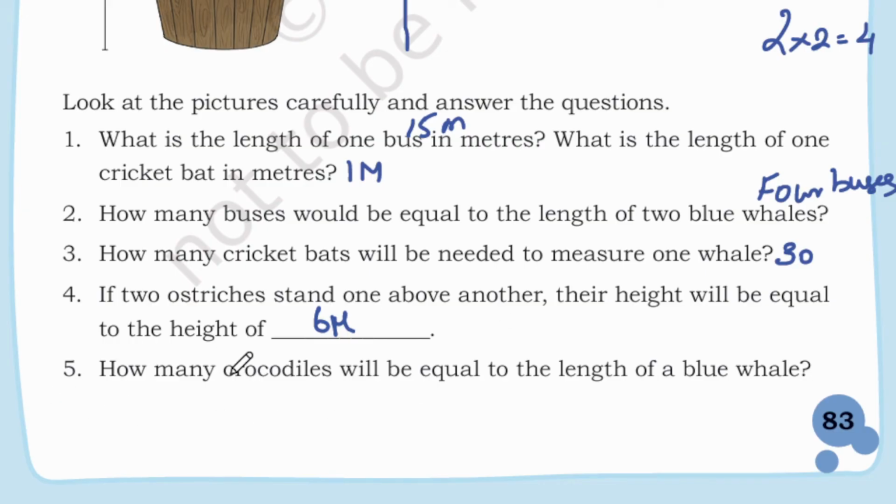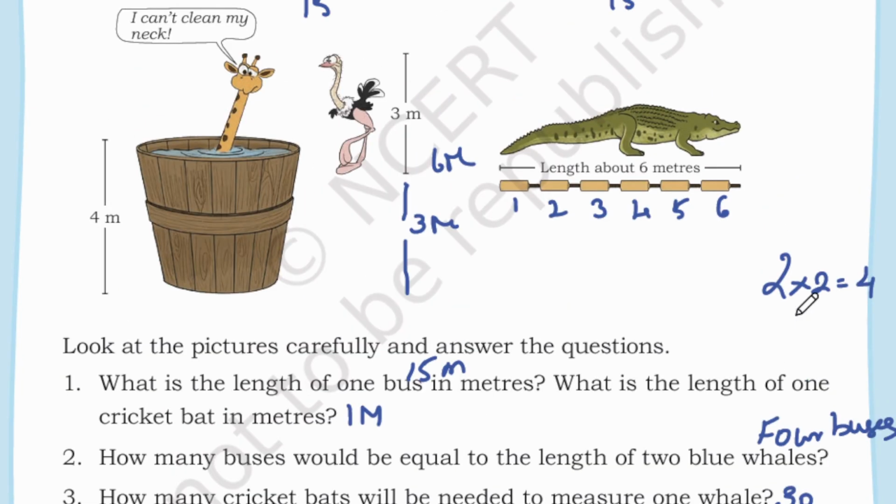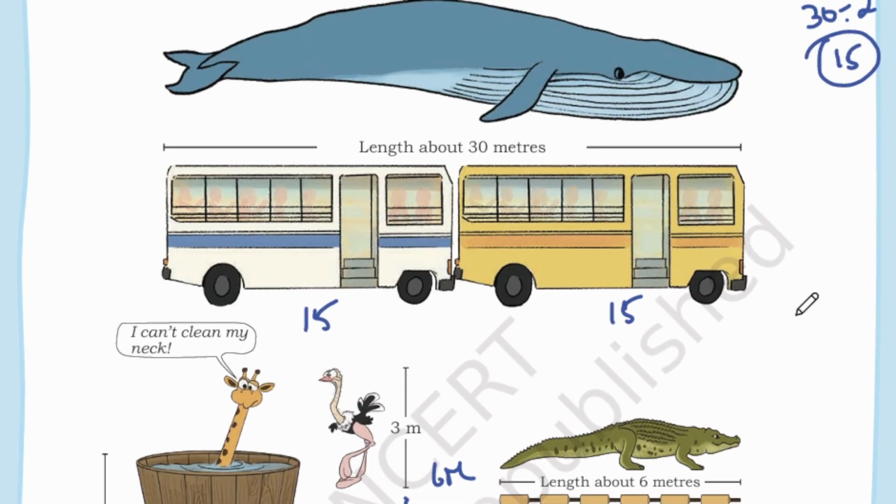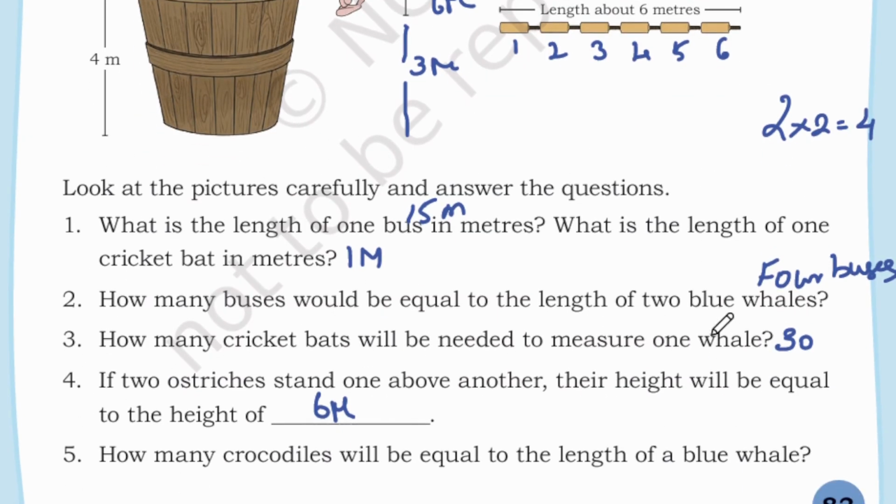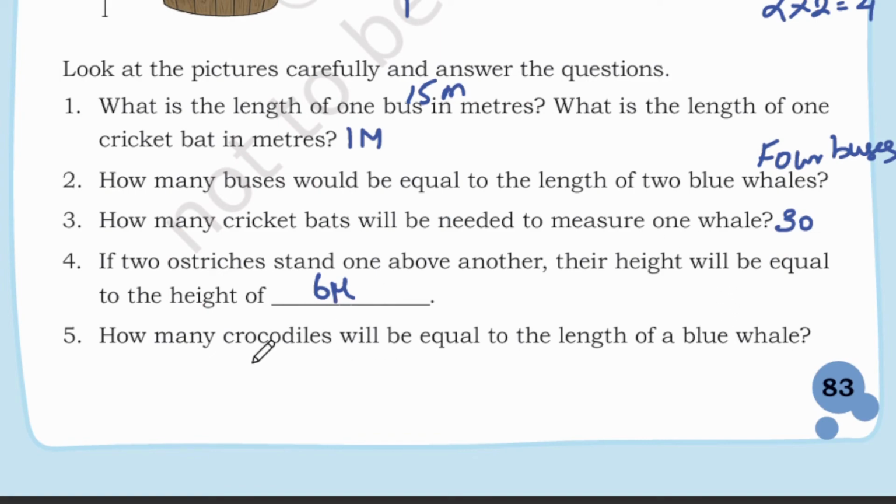Next, how many crocodiles will be equal to the length of the blue whale? The length of the crocodile is 6 meters. The blue whale is 30 meters. So 30 divided by 6 is 5. We need 5 crocodiles.